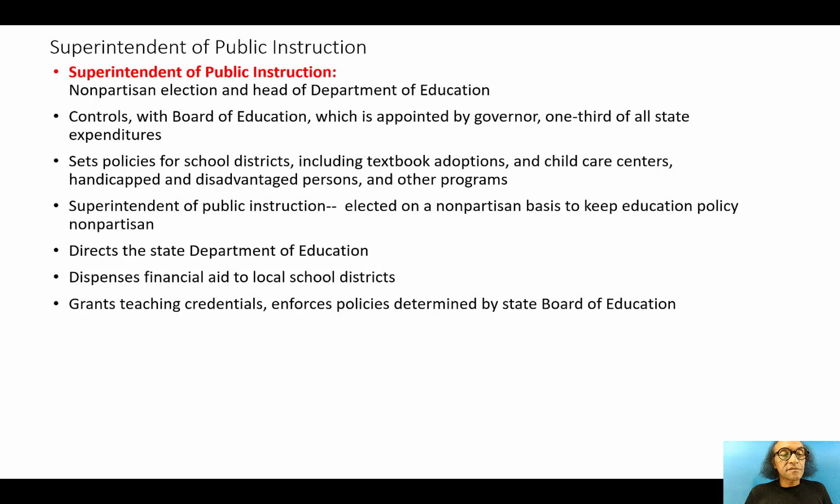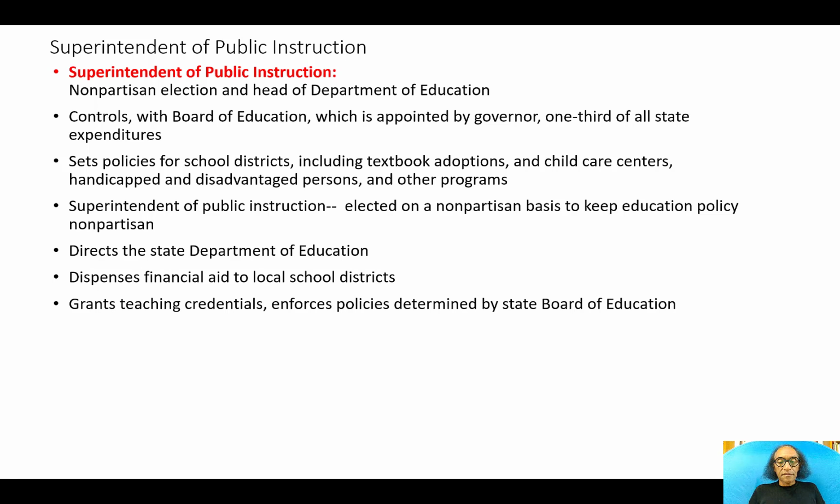The Superintendent of Public Instruction is a nonpartisan elected office. It's basically the head of the State Department of Education, and controls with the Board of Education, which is appointed by the governor, 1/3 of all state expenditures. And one of the principal areas of state expenditure is education. The Office of Superintendent sets policies for school districts, including textbook adoptions, child care centers, handicap and disadvantaged persons, educational programs, and other similar educational activities.